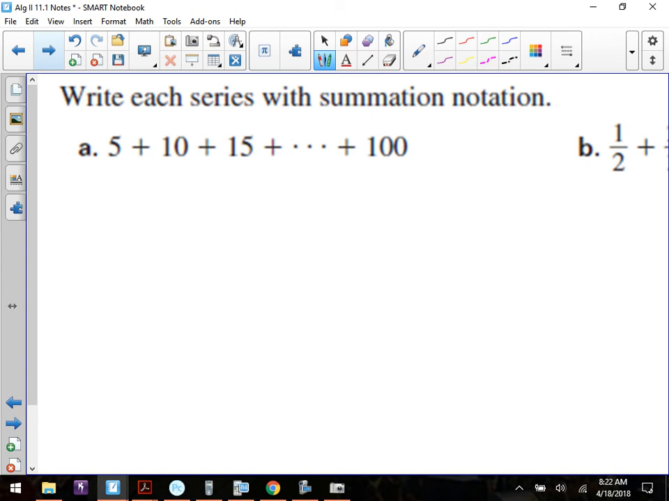So what's the sequence? What's the rule here first? 5x. Does N start? Guys, does N start at 1 or 0? How many of them are there in said sequence?